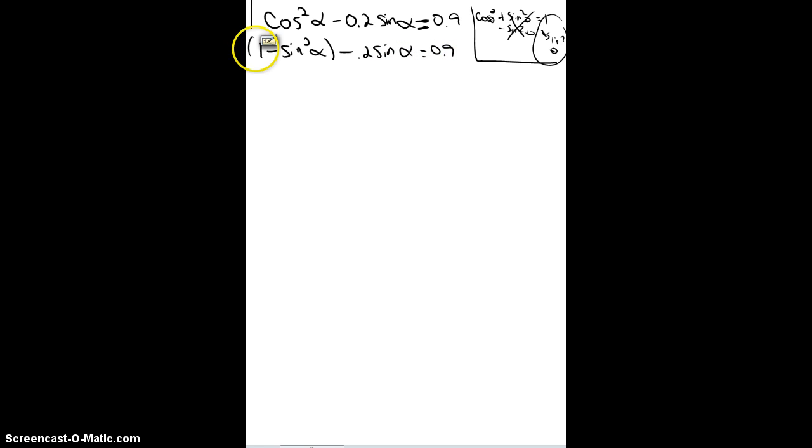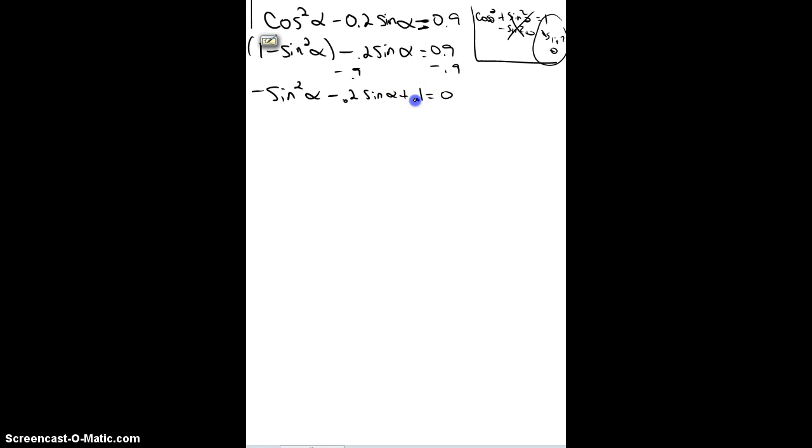All right, and so here I'm going to subtract my 0.9 over. So I have everything on one side equal to 0, just like we do in algebra. So my highest power is this sine squared of alpha, it's negative. Then I get my negative 0.2 sine of alpha, and then 1 minus 0.9 ends up being positive 0.1.